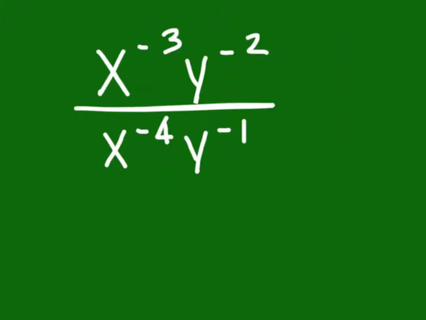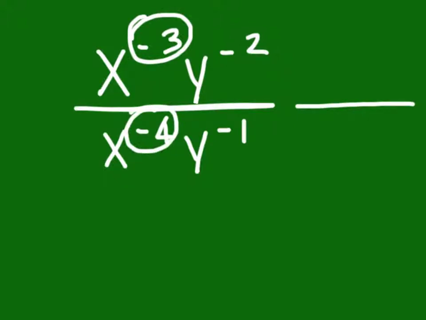Alright, so we have x to the negative 3, y to the negative 2 over x to the negative 4, y to the negative 1. Alright, so we have negative 3 and negative 4. Which one's bigger? Negative 3. So our x is going to be on top. And what's negative 3 minus negative 4? 7. No. 1. It's 1. So you don't have to put the exponent.